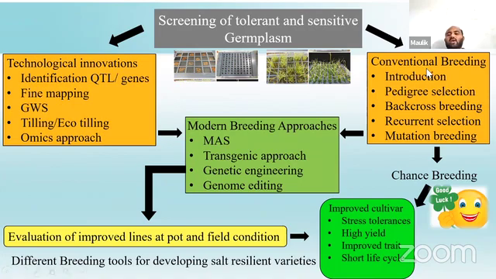Okay, so all types of germplasm are used in the breeding program. There are two types now: conventional breeding programs and modern breeding approaches. So first of all, conventional breeding program. First, introduction. Introduction means where the salt tolerant material is there, we take it and introduce it in our area.